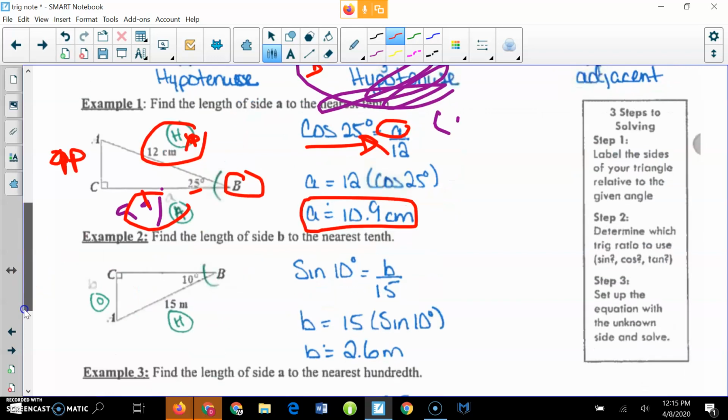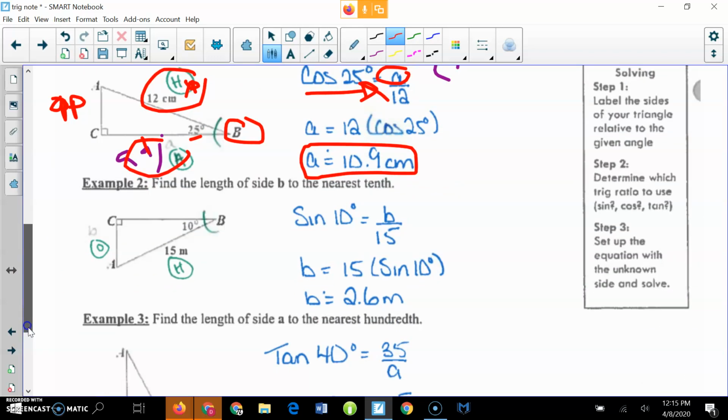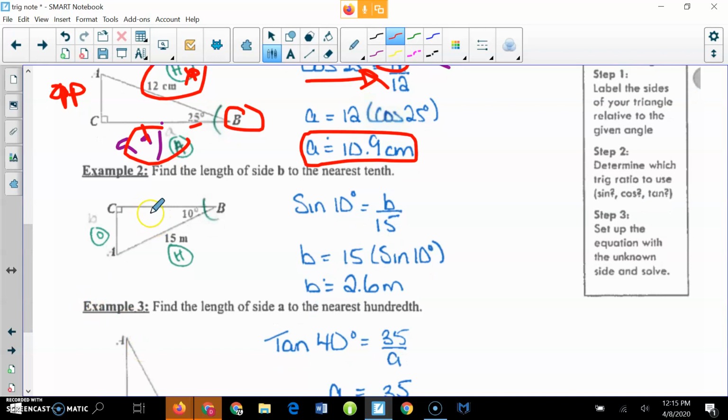The second question is very similar. I'll whip through this one a little faster than the last one. Again, I want to find a side, so I want to find little b. Little b is this guy here, across from big B. Let's label hypotenuse: this guy's the hypotenuse, across from the right angle. Next, because it's across from the angle that I know, this will be opposite. And what's left over is adjacent.